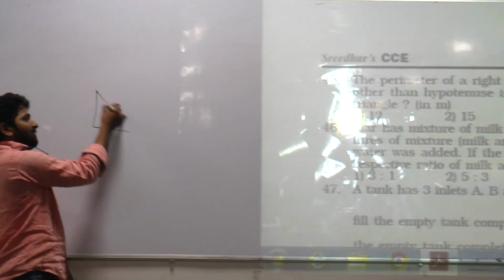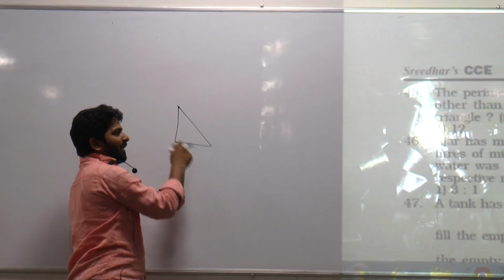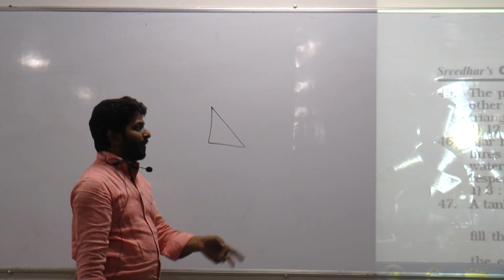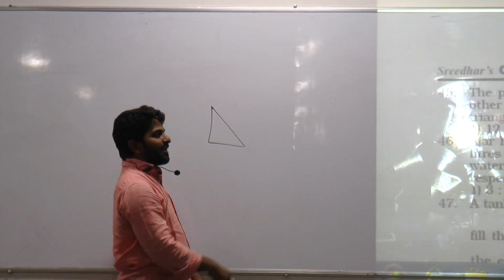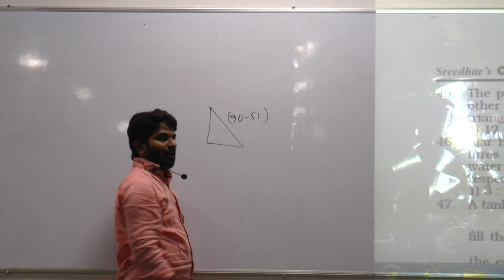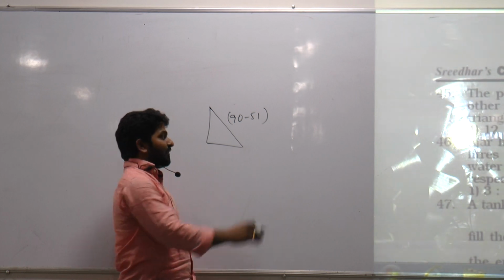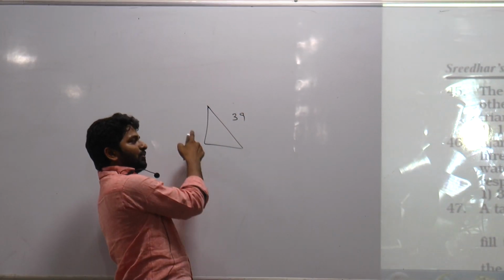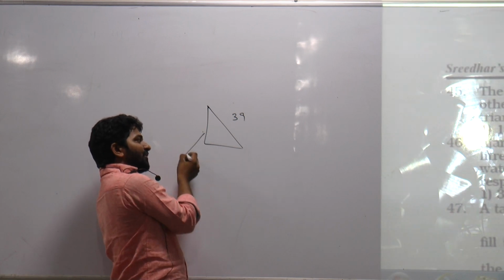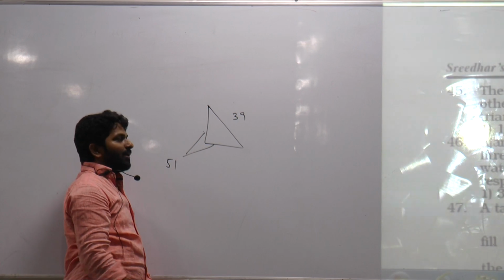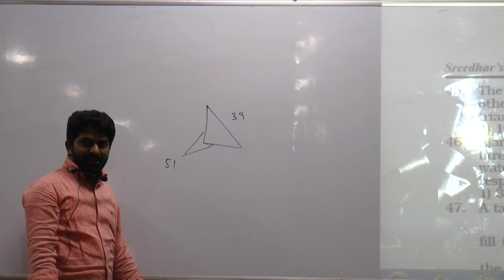Now, right-angled triangle, perimeter is given as 90. Sum of two sides other than hypotenuse is given as 51. In that case, hypotenuse will be 90 minus 51 only, right? How much is that? 39. So hypotenuse is 39. Then what about sum of other two? Sum of these two lengths will be equal to 51. Okay. Now you are asked about least length, least value.